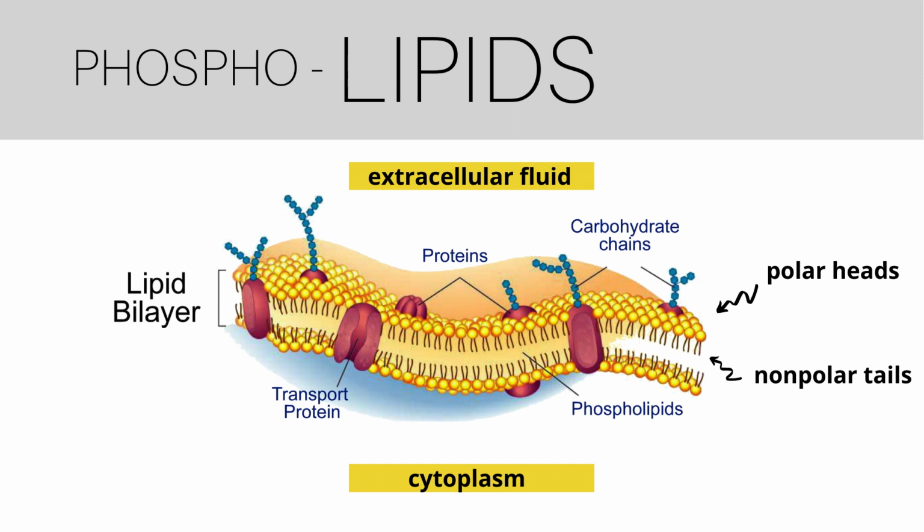Since the outside of the cell is watery, meaning polar, the likewise polar parts of the phospholipid, or the head, face the outside of the bilayer. The nonpolar tails of the phospholipid want nothing to do with the outside fluid, so they face each other on the inside. Like carbohydrates, lipids play an important role in life.